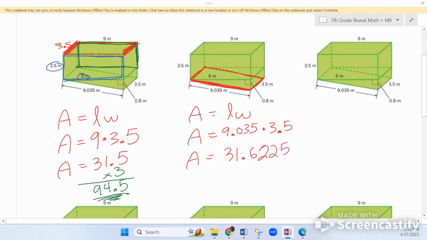6225, correct? This will be a little tricky. Are there any identical rectangles to that? Just nod or shake. Are there any identical to that bottom one? All right. There are not any identical. All the other ones are 9 by 3.5. That's the only one that's 9.035 by 3.5.